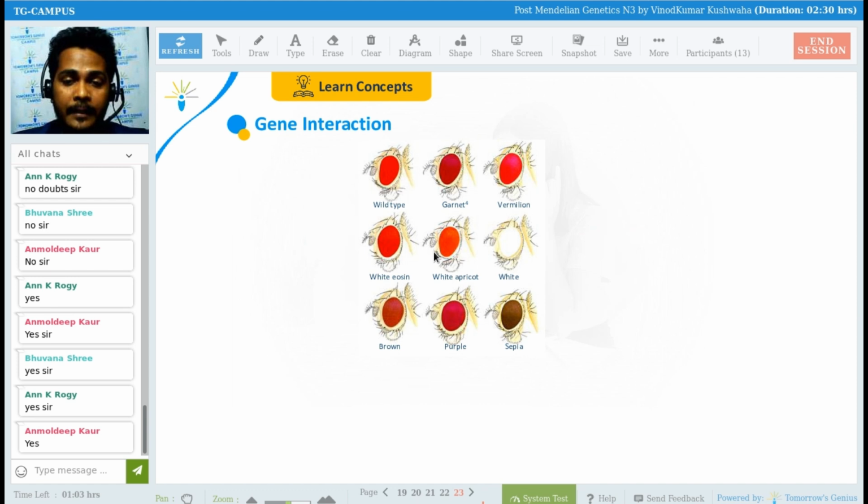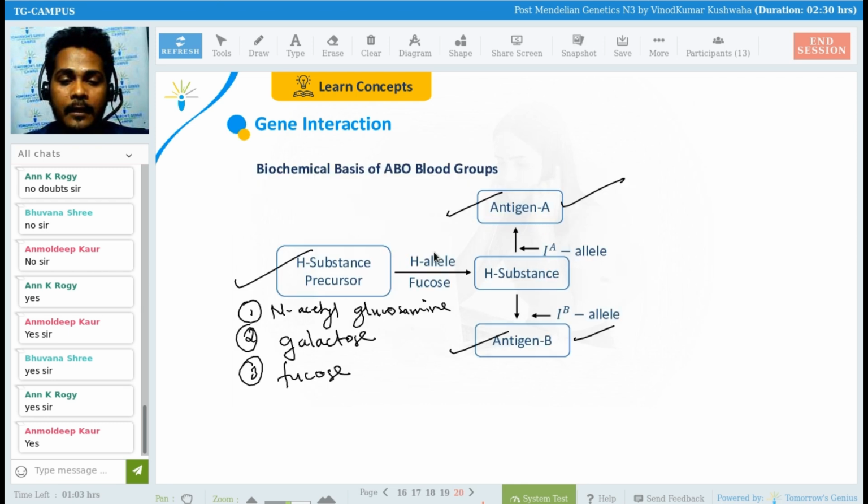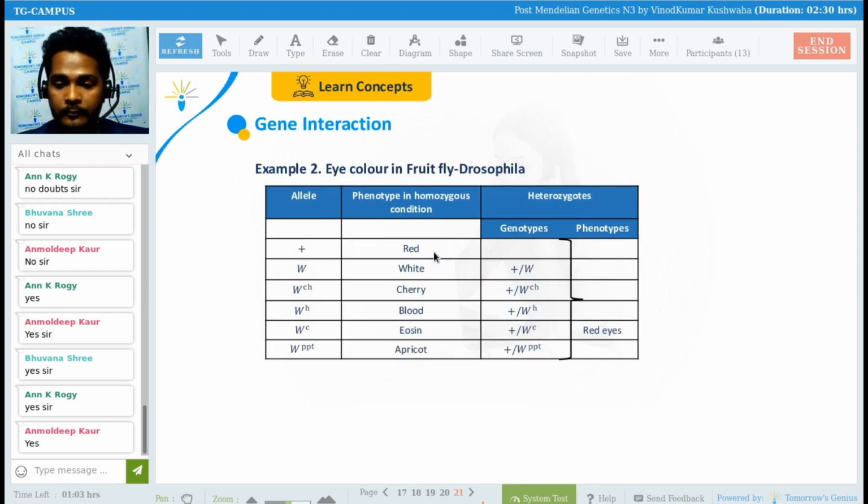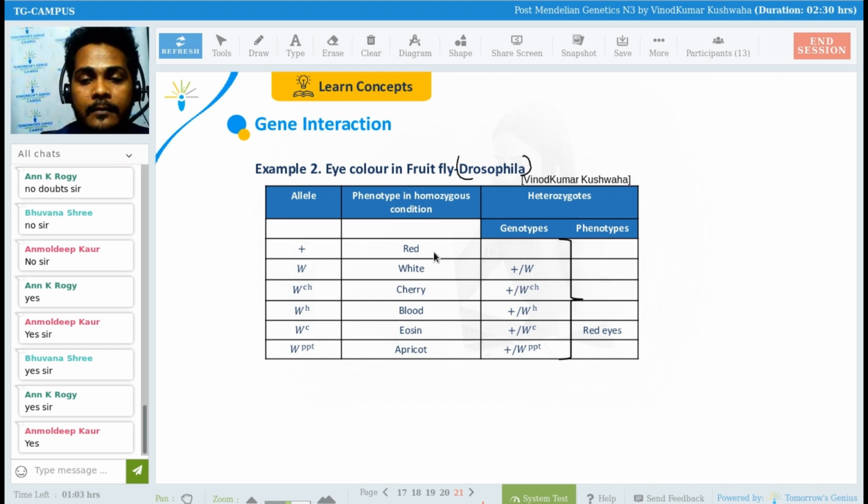Okay, let me see the image. Yes, this is the different type of color, what we can say eye color, of the Drosophila. So let's focus on this eye color of fruit fly in Drosophila. So eye color in Drosophila, what kind of organism? Fruit fly, it is an organism. Simply it is a fruit fly.